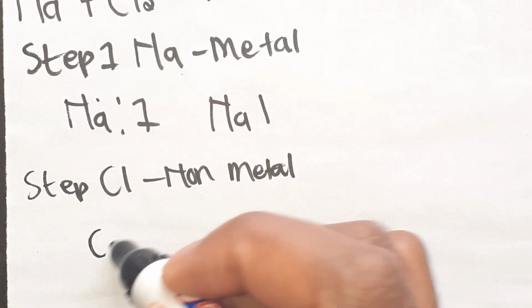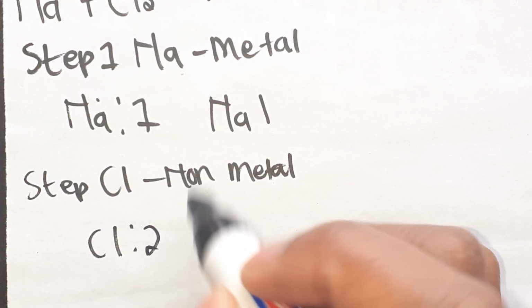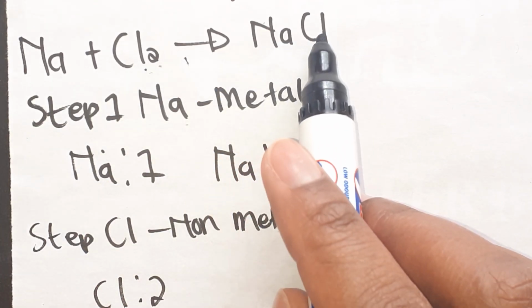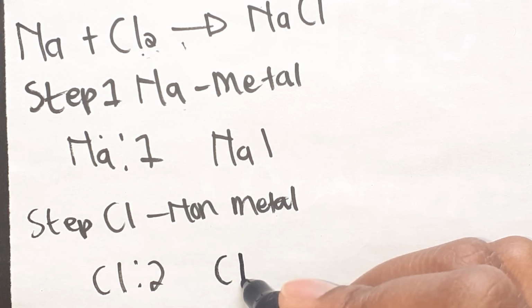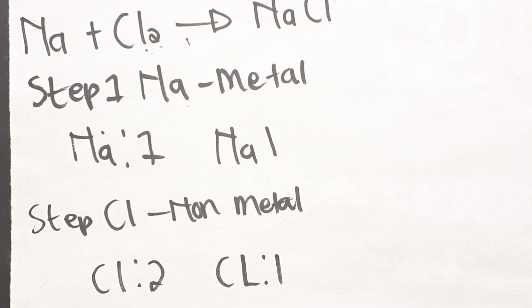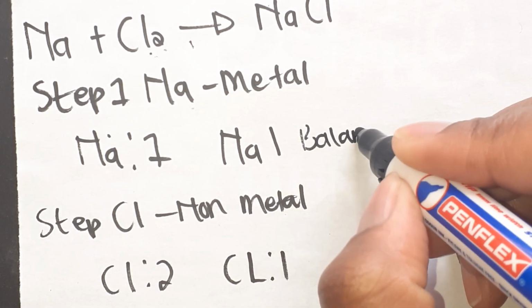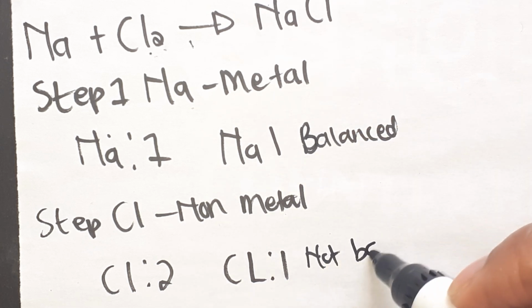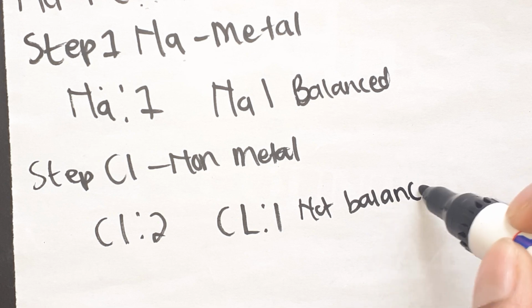So Cl, this side, it's 2, and this side Cl is 1. Sorry for that capital L. It's not supposed to be that. That's not how we write our elements. And now they are not balancing. These ones are balanced. This one is not balanced.